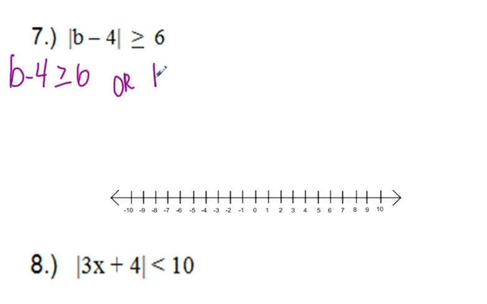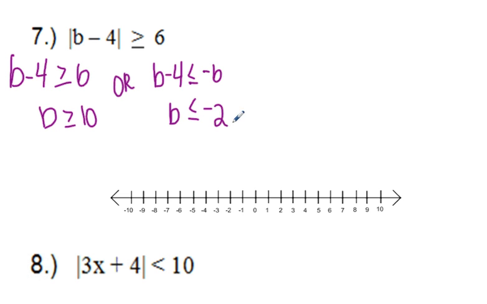And then we're going to have b minus 4. And now we're going to flip our inequality symbol the opposite direction so that it says that it's less than or equal to. And we're going to change our positive 6 to a negative 6. On the left in my first inequality, I want to add 4 to both sides so that I get b is greater than or equal to 10. And in my second inequality, I'm going to add 4 to both sides so that I get b is less than or equal to negative 2.